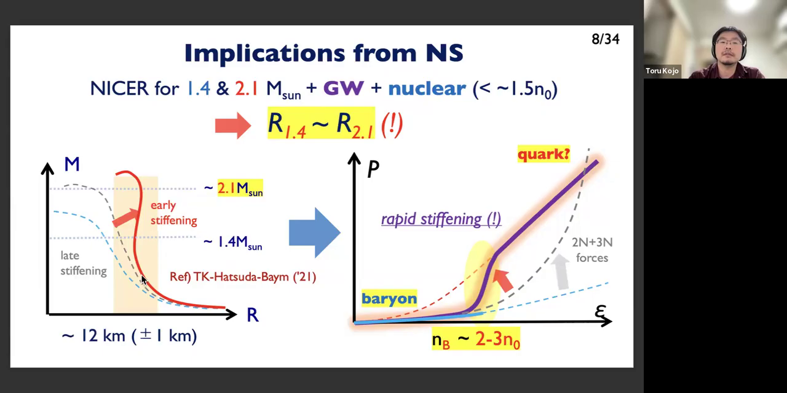This sort of behavior, a similar radius, requires a rapid stiffening at relatively low density. This kind of trend is difficult to reproduce using the usual hybrid equation of state with first-order phase transition. It is also difficult to explain using the nuclear model with many-body forces because its stiffening is rather slow, and when the neutron star mass reaches the two-solar-mass region, the radius becomes already rather small. The central question for the QCD community is how to understand this rapid stiffening at a density not so far from the nuclear saturation density.